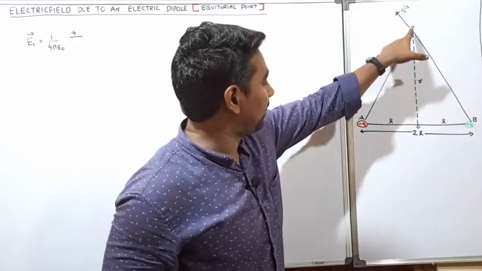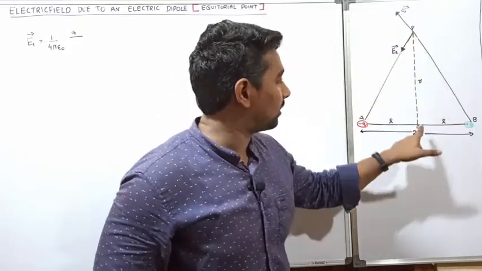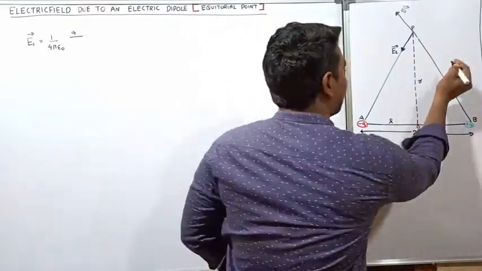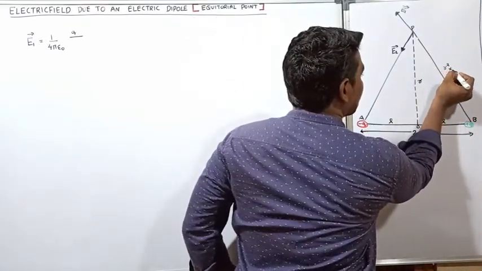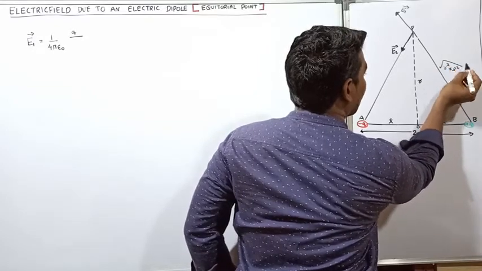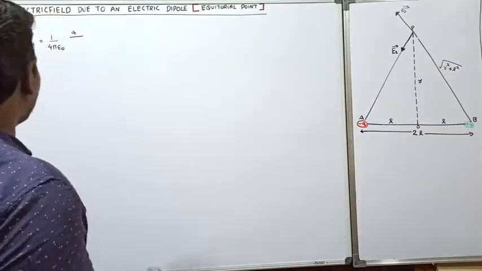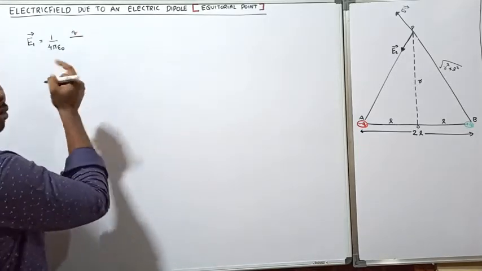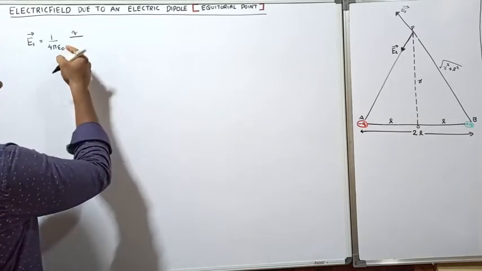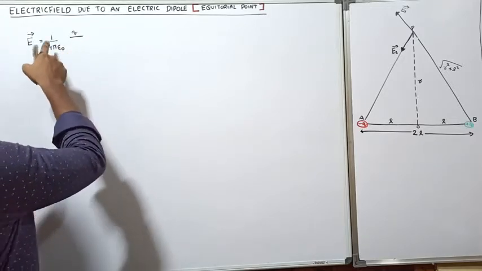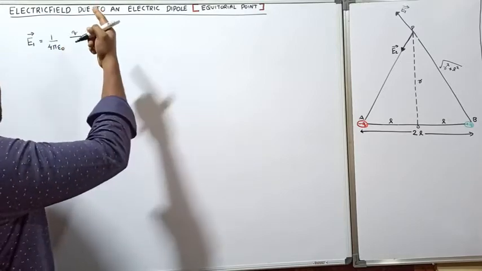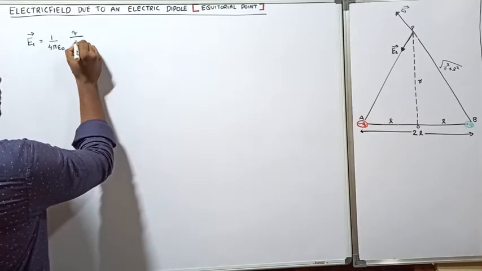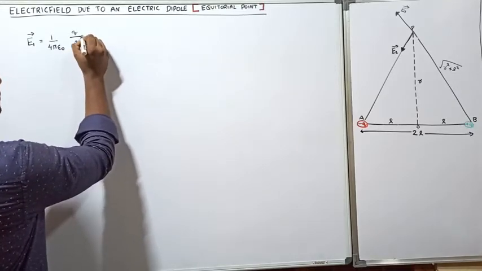Let's consider the triangle POB. From this triangle, what will be this distance? Yes, this will be the root of r square plus L square. Therefore, the distance will be the root of r square plus L square. Therefore, here we have to use the equation 1 by 4 pi epsilon 0 q by square of the distance. Square of the distance means the root will be cancelled out. That means r square plus L square.